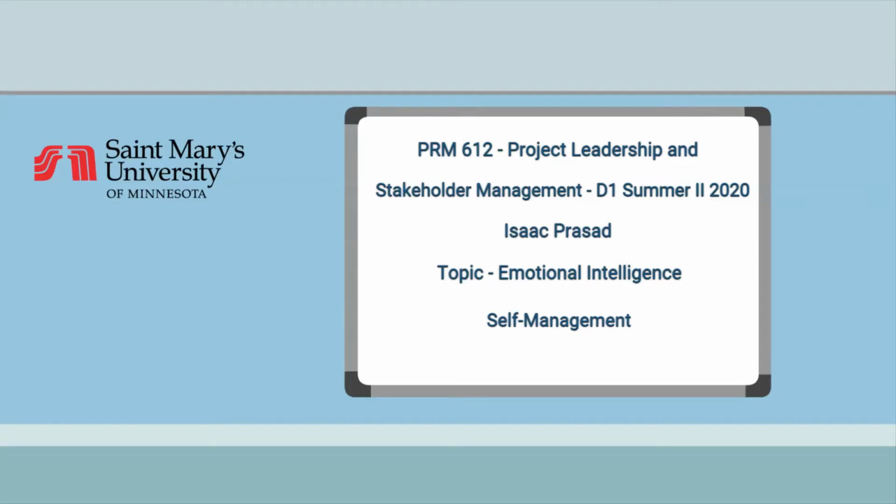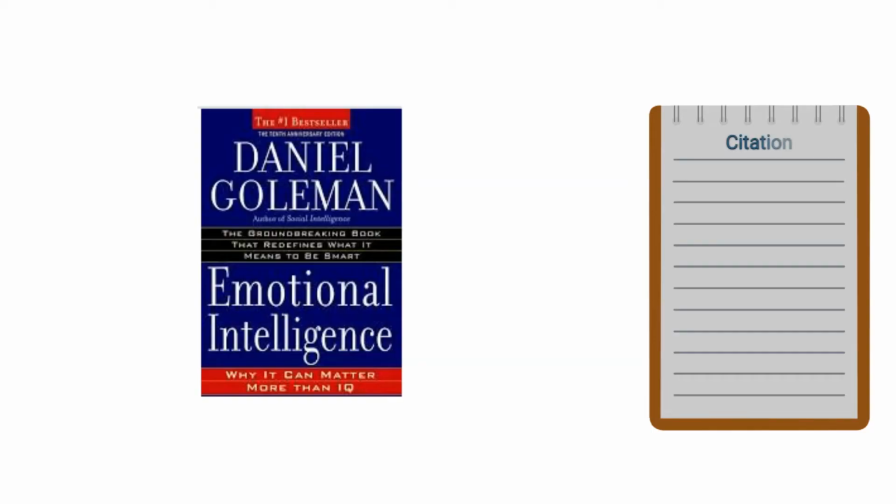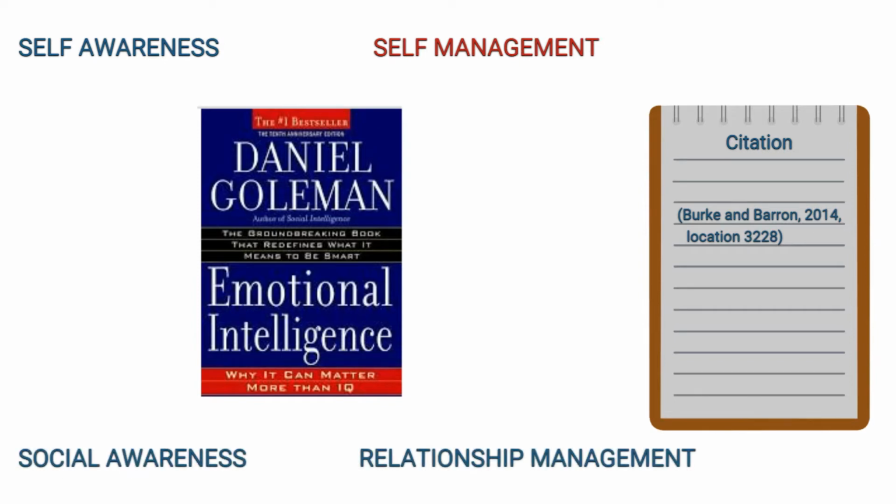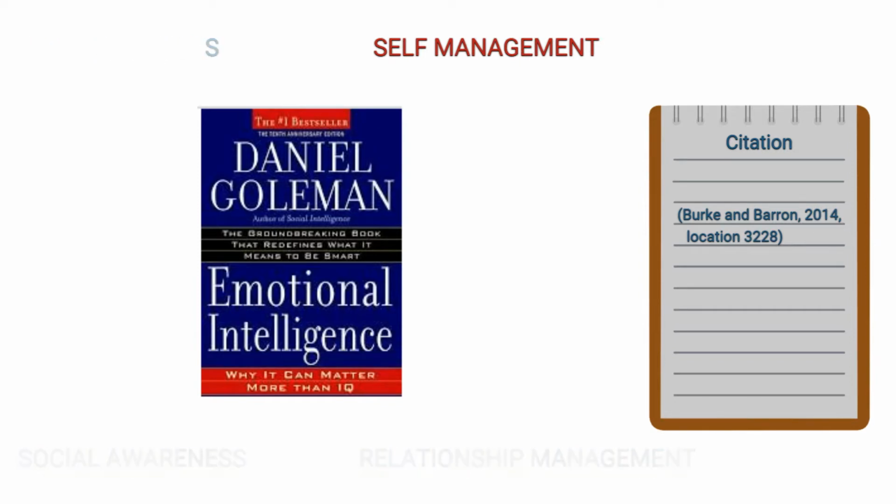The following video is going to explain the emotional intelligence domain self-management. Daniel Goleman, in his book Emotional Intelligence, identified 4 domains of emotional intelligence: self-awareness, self-management, social awareness, and relationship management. This video is going to explain the concepts behind self-management.